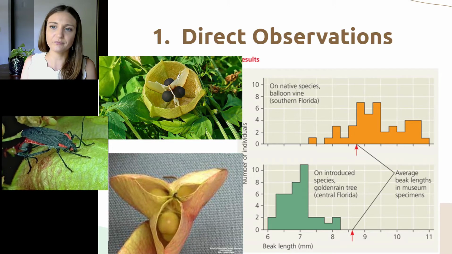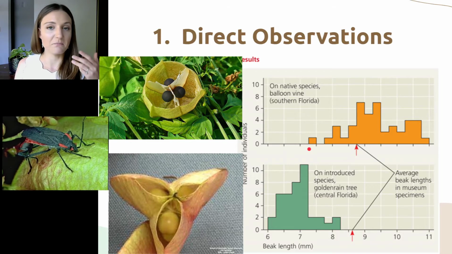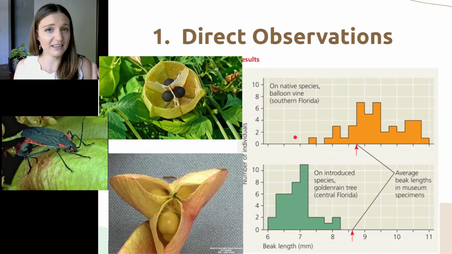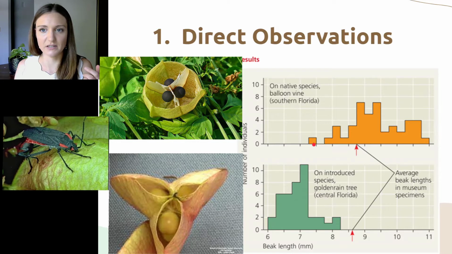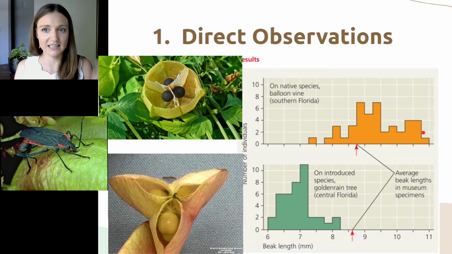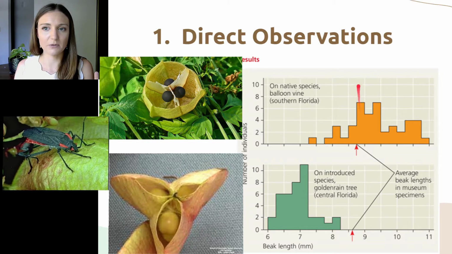Okay, so they took a bunch of observations and they measured the length of the beak of the soapberry bugs that are eating on the balloon vine, that native species. Okay, so here's what we have. Here's a histogram of the beak length of the soapberry bugs eating on that balloon vine. We see that the average beak length is probably right around here, I would guess.